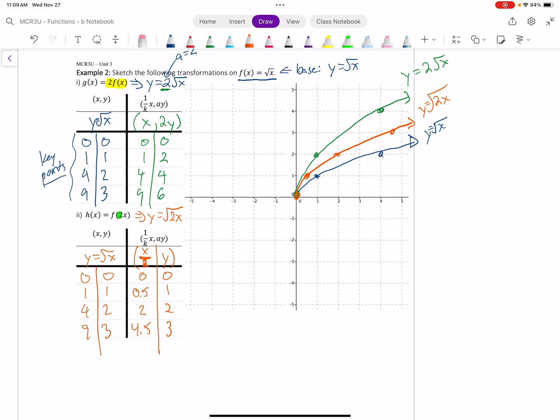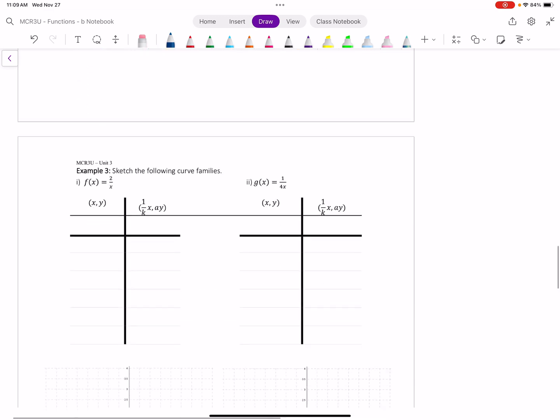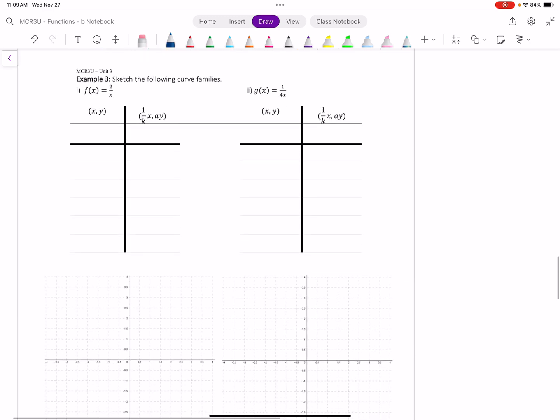Let's try a couple more with different function. So this time, sketch the following curve families, they're called, because they are related. So the first one, I have 2 over x. So both of these, the base function is going to be 1 over x. This is the same as y equals 2 times 1 over x, which makes this an a value.